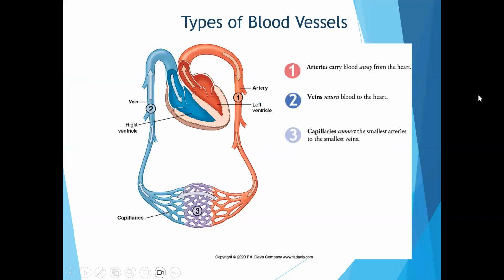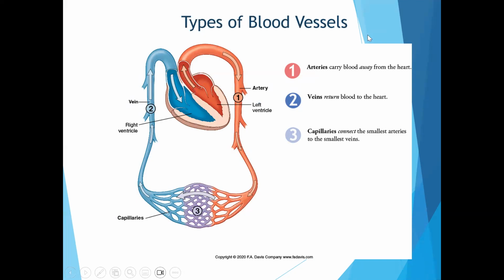Okay. So this is obviously quite a simplified version of what happens, but it's a good way to visualize it. So remember, arteries carry blood away. Arteries away. That's the easiest to remember. And then veins are the opposite. So veins are going to return blood to the heart.